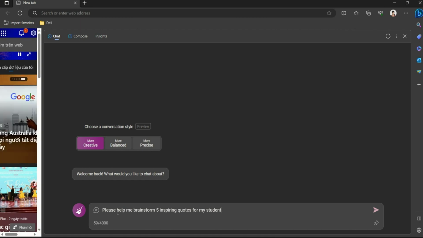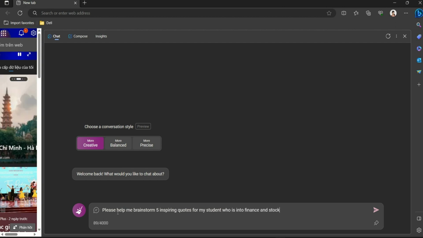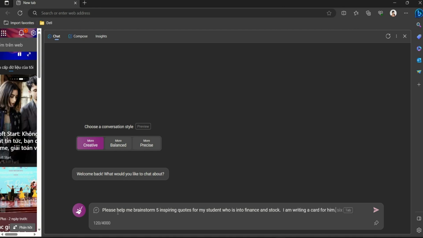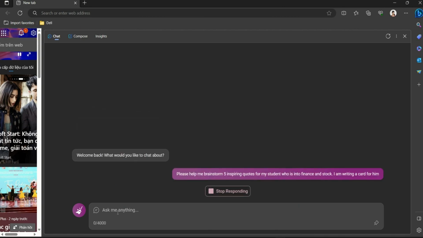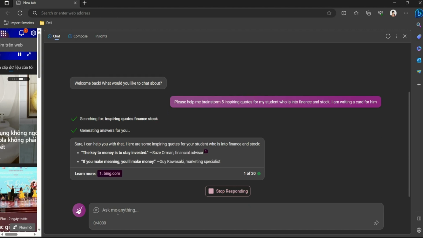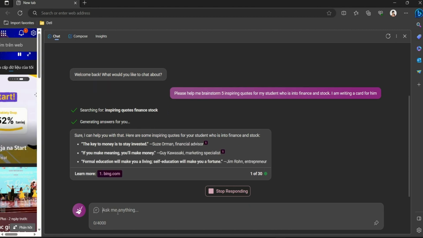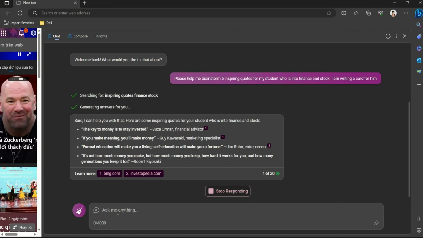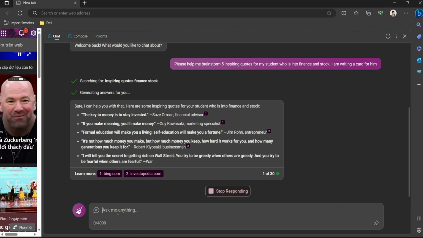So for example, I have a student who is into finance and stock. Okay, so please help me brainstorm 5 inspiring quotes for my student who is into finance and stock. I am writing a card for him. Okay, and let's see what ChatGPT comes up with. The key to money is to stay invested. If you make meaning, you'll make money. Formal education will make you a living. Self-education will make you a fortune.